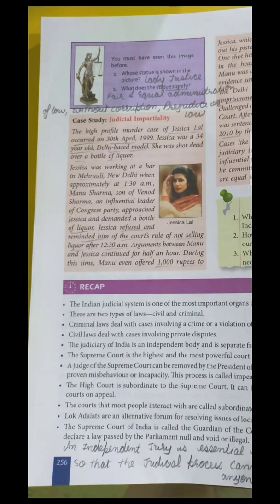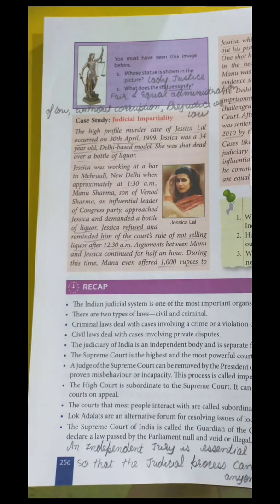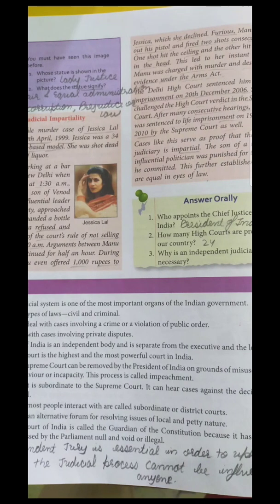One person came there and demanded liquor from Jessica, because Jessica was working at the bar. Jessica said to him that the court rule is not to sell liquor after 12:30 a.m. Now it is 1:30 a.m., so I am not going to give you the bottle of liquor. That person is Vinod Sharma, an influential leader belonging to the Congress party. You can identify that the person has a lot of wealth and renown. Jessica refused him, and that is the reason Manu shot Jessica. Even during that time, Manu offered 1,000 rupees to Jessica, but Jessica refused. After that, Manu took out the pistol and fired continuously at Jessica, and Jessica was murdered.